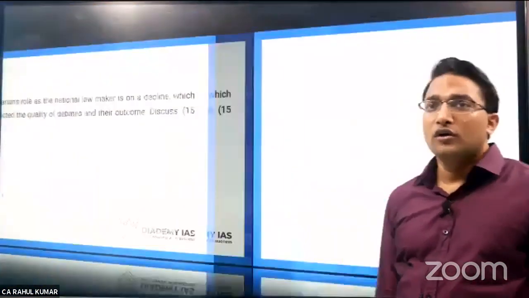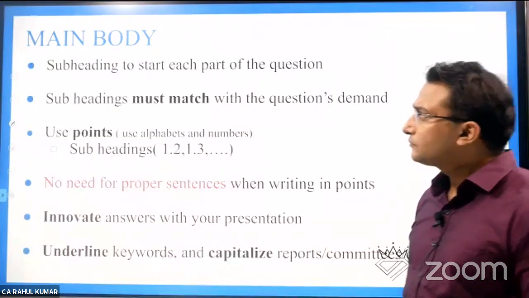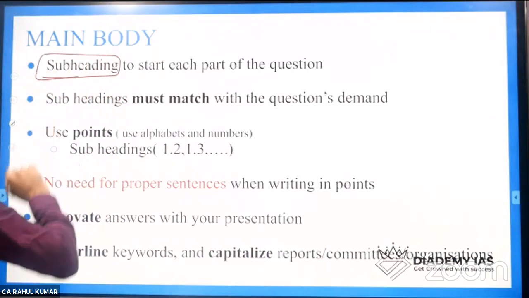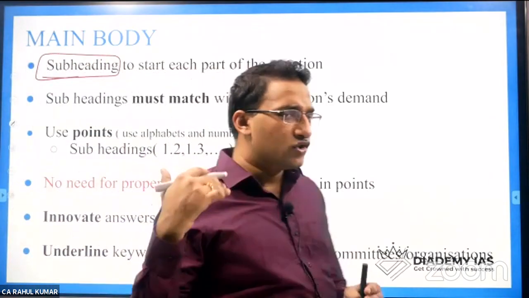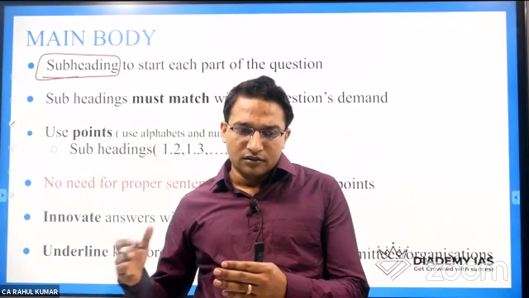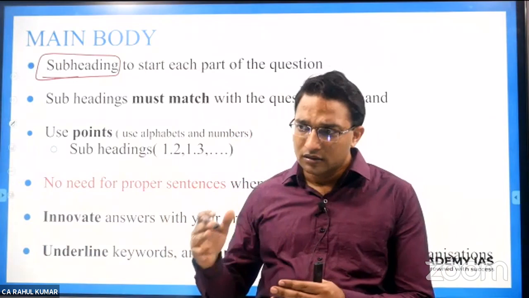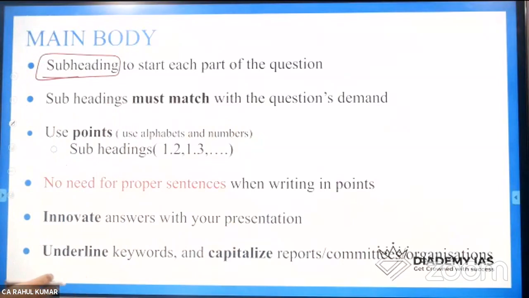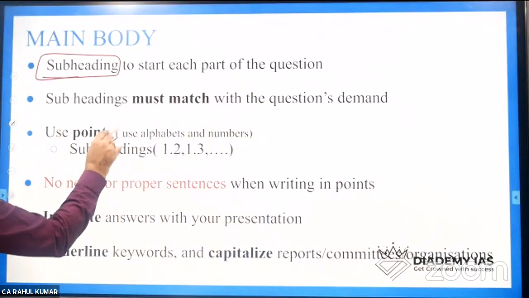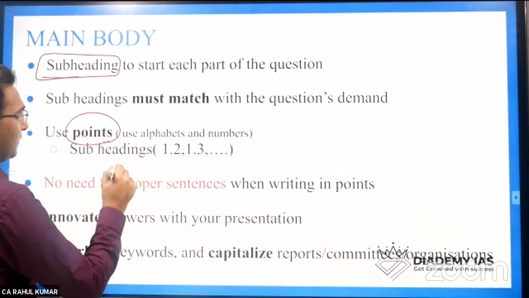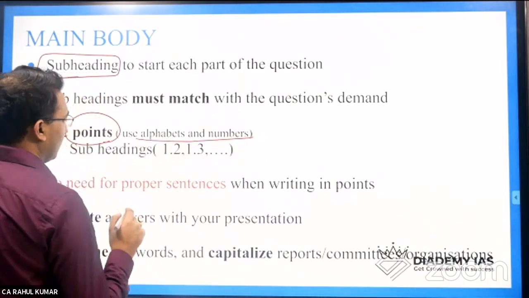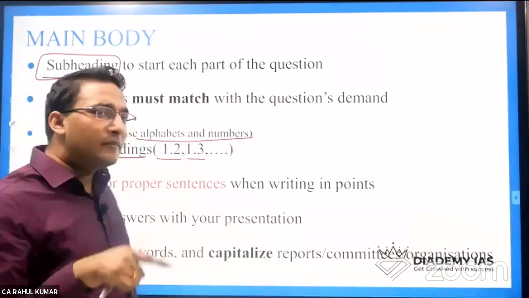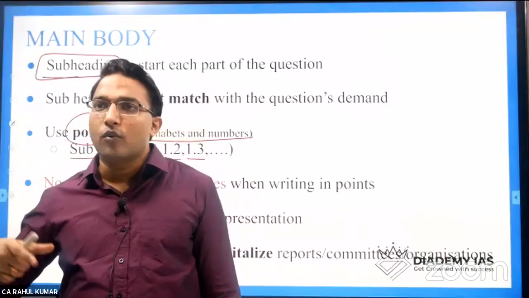Okay, so for the main body there are various tips. For example, you should have a subheading to start each part of the question, right? For example, for this individual parliamentarian question, you can write the decline in the individual parliamentarian's role, then the adverse impact, like that. Okay, so use those words. Now use the points. You can write a mix of alphabet and number, or maybe only numbers. So subheadings can be written in the form like 1.1, 1.2, 1.3, like that, so that the examiner is able to identify that okay, this is the point in continuation.